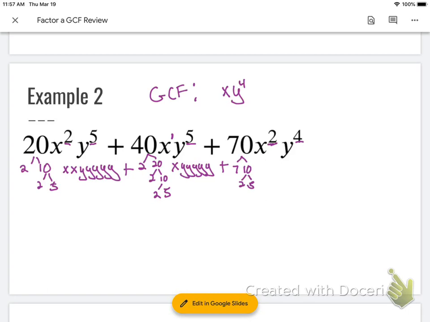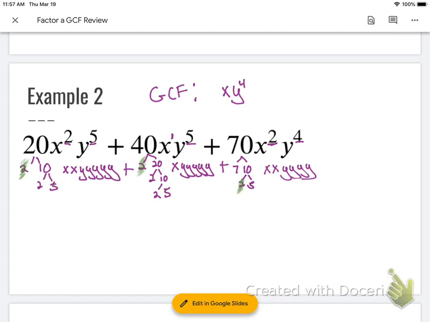And then again, if you could write these out, x, x, y, y, y, y. When we look at this, we want to see what's in common between all of them. We see that there is a 2 in each of them. So we have a 2 here, a 2 here, and a 2 here.